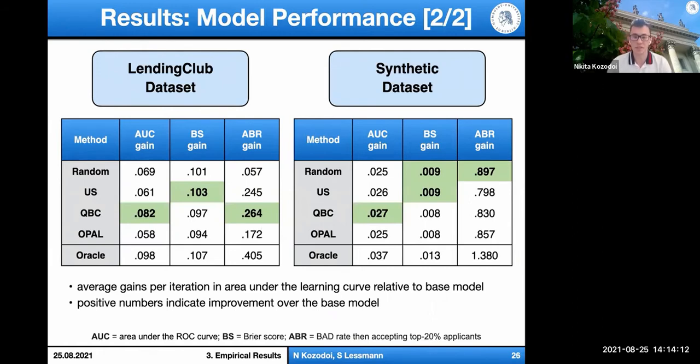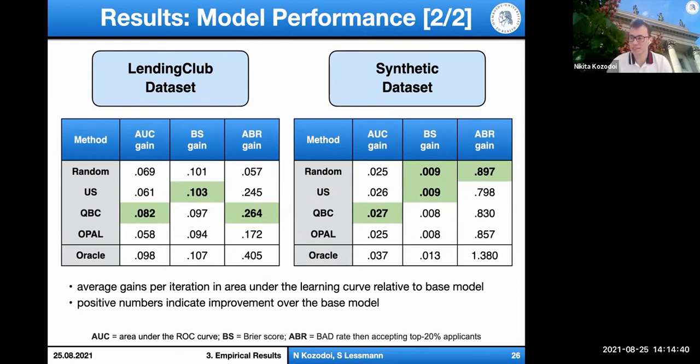And what we see here in terms of the results is that query by committee does the best job in AUC, whereas uncertainty sampling is doing a better job in terms of the Brier score, so in terms of the calibration ability. But essentially, you see also that all numbers are positive, meaning that there is a positive model performance gain from active learning.